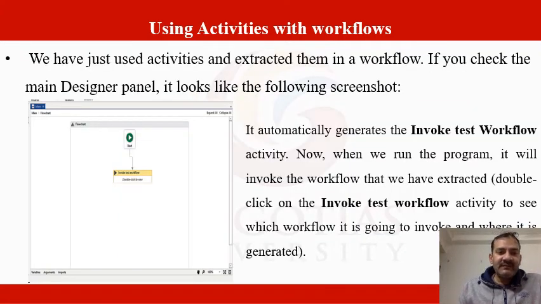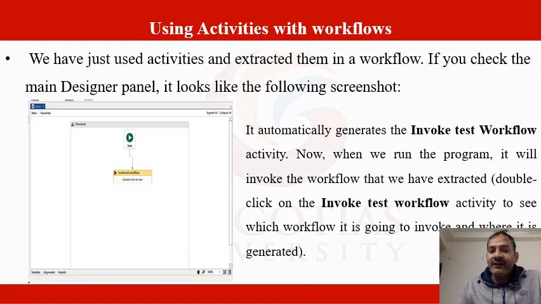Next, this is the same thing. Inside the workflow, you double click over here. So we have just used activities and extracted them into a workflow. If you check the main designer panel, it looks like this particular screenshot. It automatically generates the invoke test workflow activity, which is written over here. Now when you run this program, it will invoke the workflow that we have extracted.